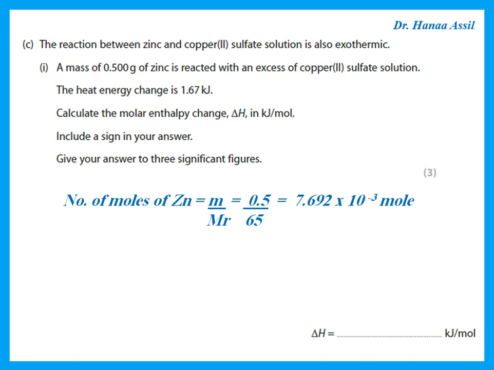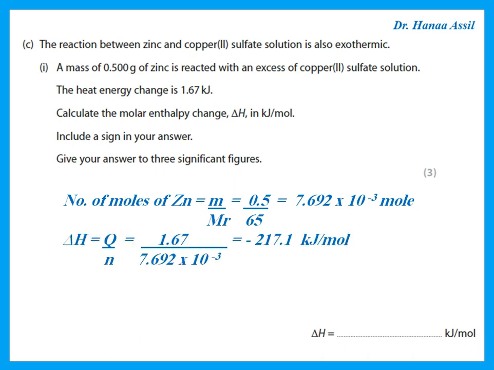So I need to get first the number of moles of zinc. How do we get number of moles? He gives me 0.5 grams. So I'm going to say mass over molecular mass. So that is 0.5 over the molecular mass of zinc. This gives me the number of moles of zinc. So I can use that to get delta H. Delta H is Q over N. So the Q that he gives me is already in kilojoules over the number of moles I calculated. Now this comes out to this number.